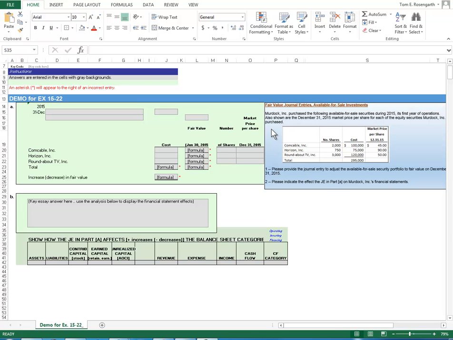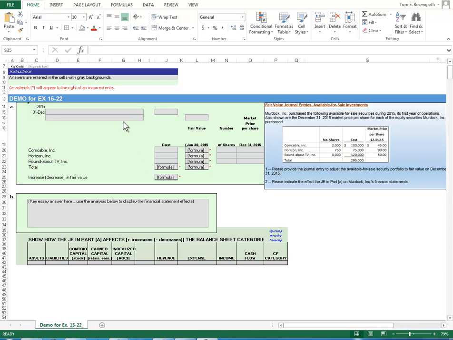The problem statement is that Murdoch Inc. purchased the following available-for-sale securities during the year 2015, which happened to be its first year of operations. Also, the market price per share of each of the shares purchased, the Cable, the Horizon, and the Roundabout TV Inc., are shown. Our job is to provide the journal entry to adjust the available-for-sale security portfolio to its fair value on December 31, 2015, and to show the effect of that journal entry on Murdoch's financial statements using the financial statement effect spreadsheet that you see at the bottom of this spreadsheet.